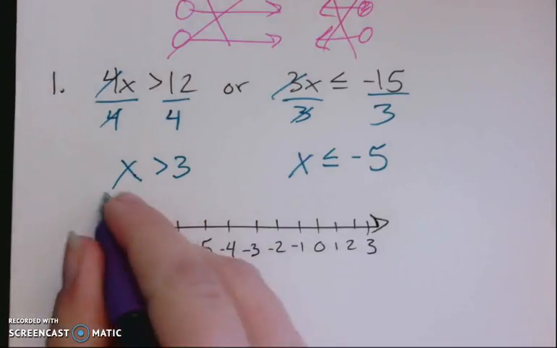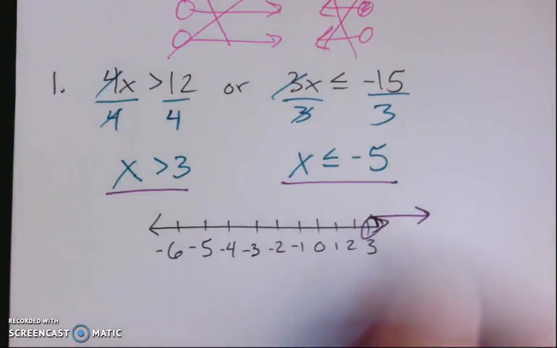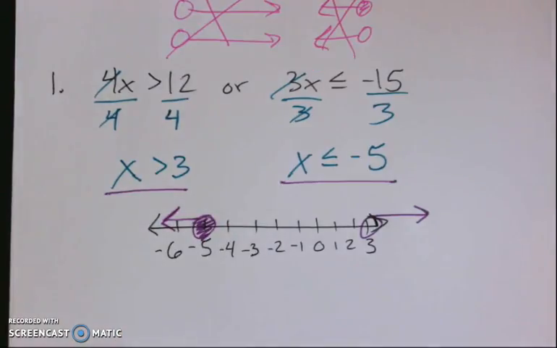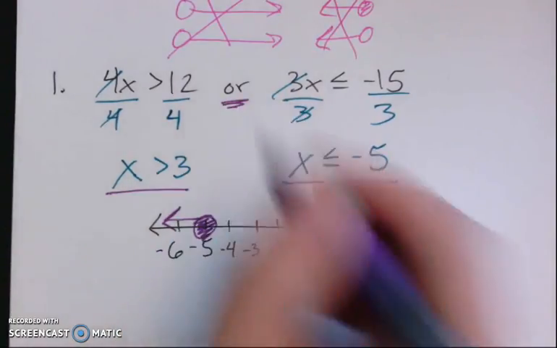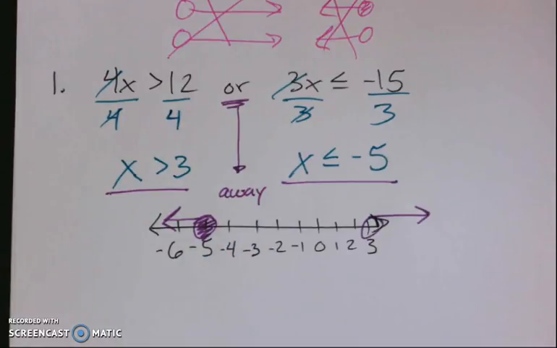Alright, so look at 1. X is greater than 3, so I circle it, greater than. X is less than or equal to negative 5, so I fill that one in, goes to the left. Now check, see, or means it points away from each other. So that's one way you can always check your work to make sure you're doing it correctly.